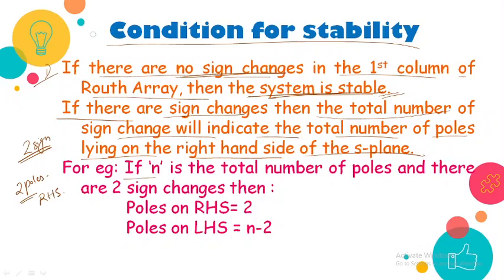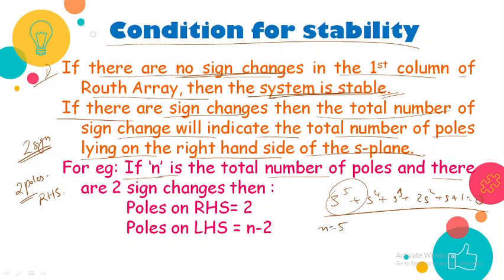Okay, so for example, if n is the total number of poles, let's take an example where a system is given: s to the power 5 plus s to the power 4 plus s to the power 3 plus 2s square plus s plus 1 equal to 0. Suppose this is the system given to you. This is the characteristic equation. Then you can definitely say that the total number of poles is going to be 5. The value of n is 5.